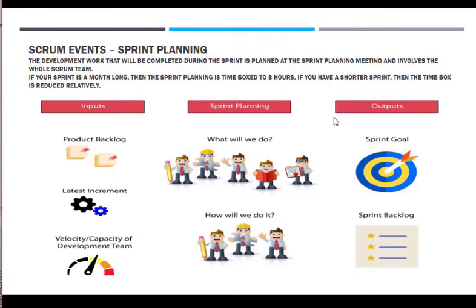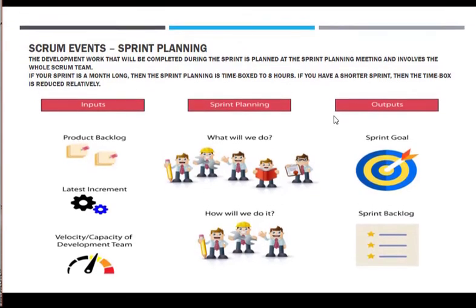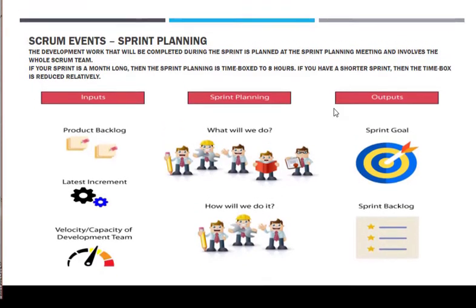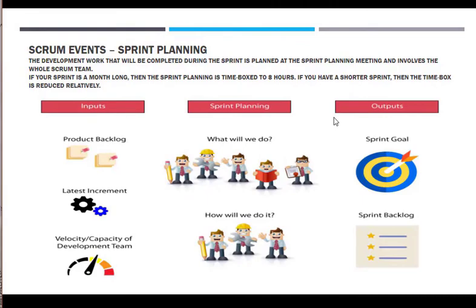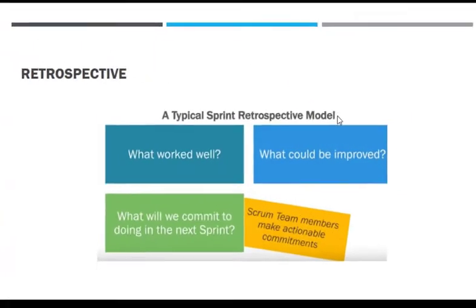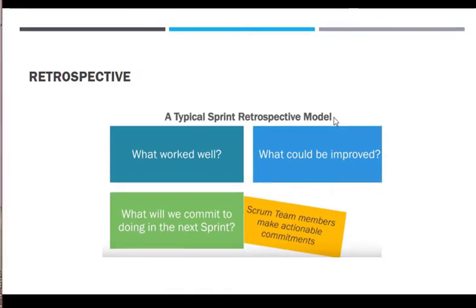And the output: the sprint goal, that you have achieved your goal within the sprint, and the sprint backlog. If anything you have not completed within the sprint, it should go to the next sprint, discussed in the respective meeting. So the respective meetings are a very good platform for all the members who are part of the development team.